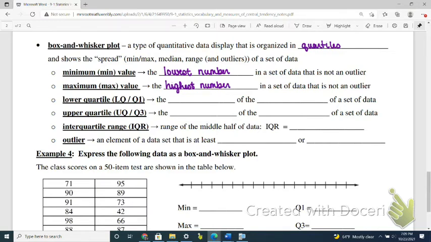Your lower quartile, or your Q1, is the median of the lower half. And your upper quartile is simply the median of the upper half, and this is your Q3.